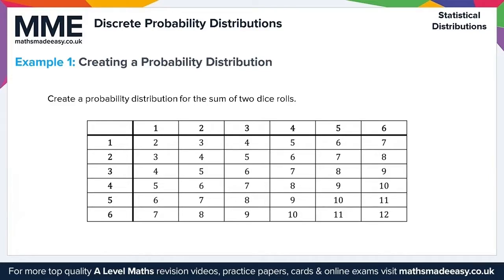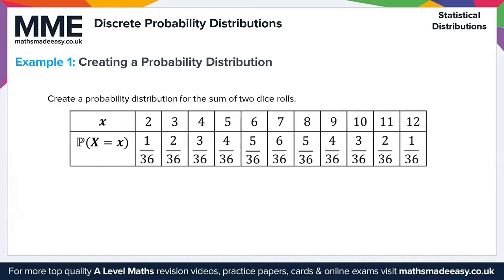One of these gives 2, 2 of these give 3, 3 of these give 4, 4 of these give 5, 5 of these give 6, and so on. So in that case, if we were to carry that rule on, what we'd get is a probability distribution that would look like this.